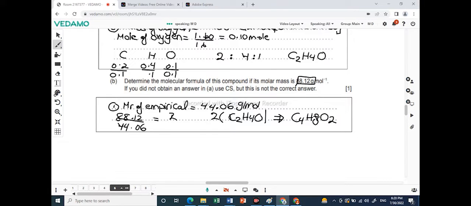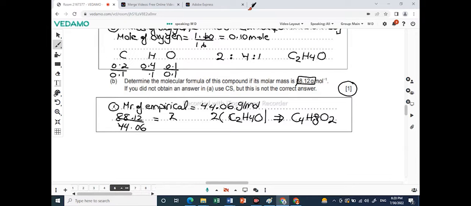So this is your final answer. If you look at the total marks given for the question, you're going to find that the B part is out of only 1 mark, which is based on your final answer. So all the steps given for calculating the molecular formula are based on your final answer.